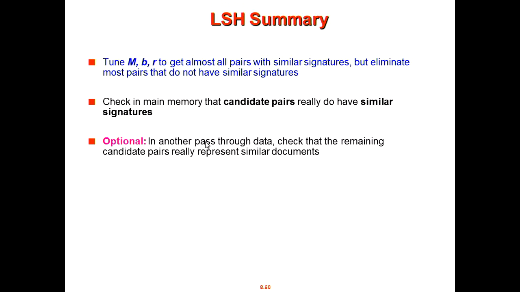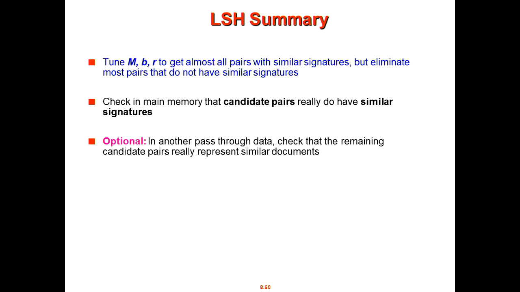Optionally, we can also pass through the original data. If according to the signature they are similar, then we go back to the original data and check if the original documents are similar or not. So that's an optional step. This step helps us to remove the pairs that are not similar, right?